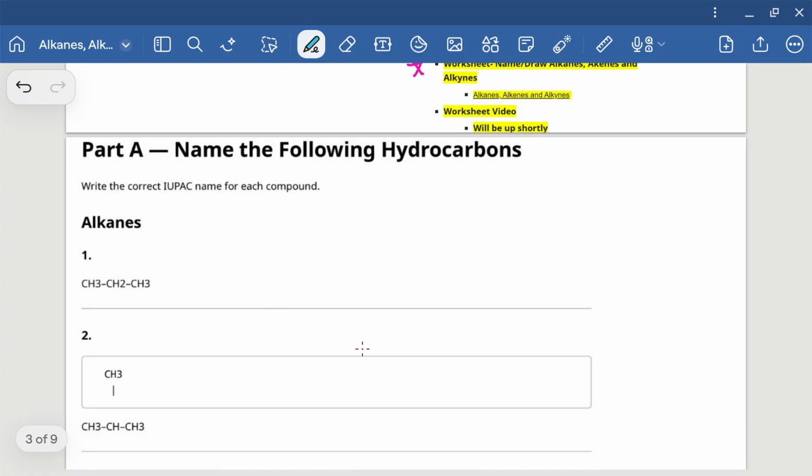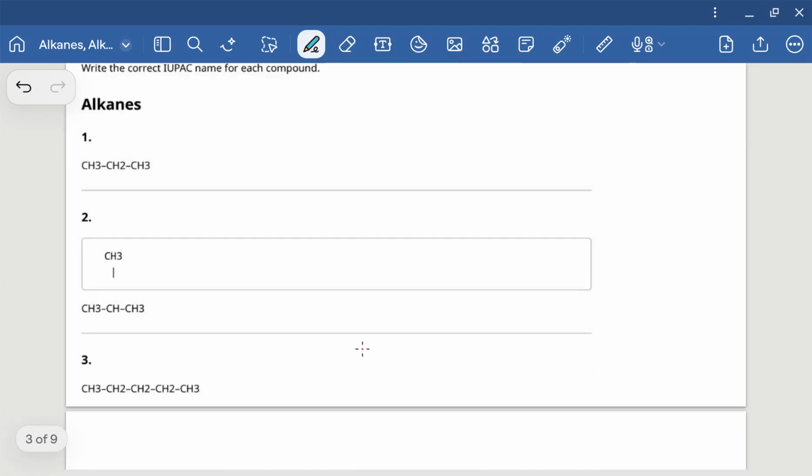So the first part is just looking at alkanes and naming them. You do definitely need to know all of those roots, like methane, ethane, propane, and keep going. So for this first one, if you have 3 carbons in your chain, that is going to be propane. Prop meaning there are 3 carbons, and ane meaning there are all single bonds.